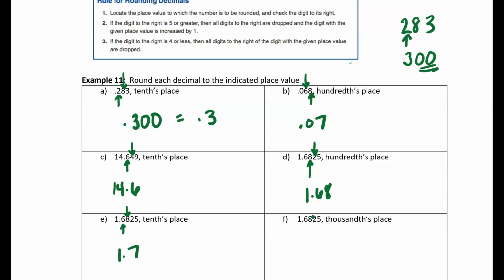And then last, we're going to do tenths, hundredths, thousandths place, which is this 2. We're going to look to the right. It's a 5. A 5 tells us we need to increase that 2 to a 3. So it's going to be 1.683. And again, all of these could have zeros at the end, but you don't have to put them.